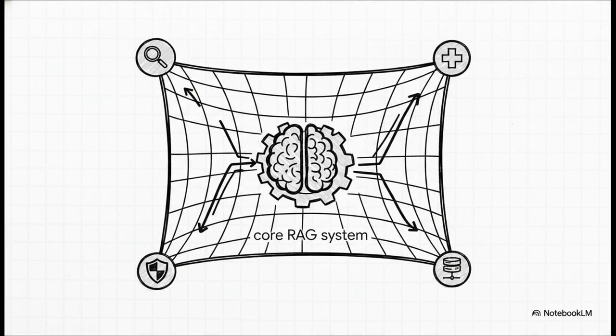Wait, actually, let me define that. Mean reciprocal rank tells you if the correct answer is actually showing up at the very top of your search results. Without these 4 specific signals, you're flying completely blind.